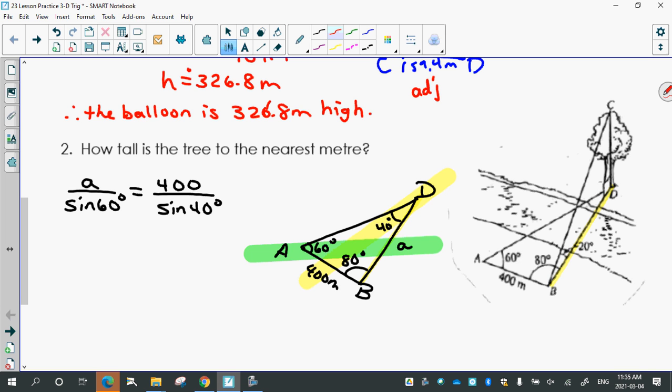And then I have to multiply both sides by sine 60. So I end up getting A to be 538.9 meters. So now I know this side here is 538.9 meters. Now I want to draw my right angle triangle, which is the triangle CDB.